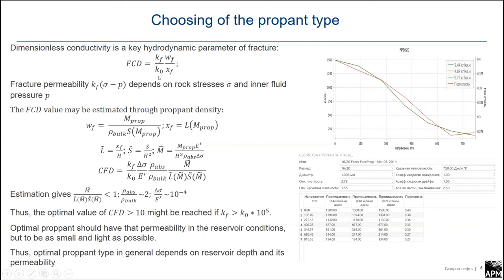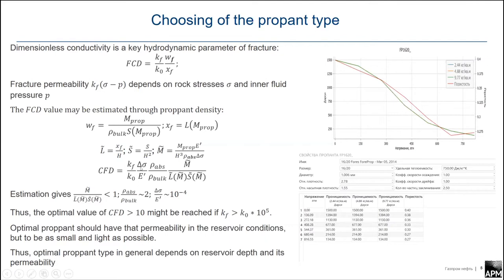And the main thing which affects these parameters is the proppant properties. So we need to choose a proppant which will have rather high permeability at the reservoir conditions, mainly the reservoir stresses which affect the fracture. If we make some estimation of the order of quantity, we see that dimensionless conductivity is proportional to three ratios. It's the ratio between absolute and bulk densities, which is of order two. It's some dimensionless parameter, which is less than unity. And these are two parameters.